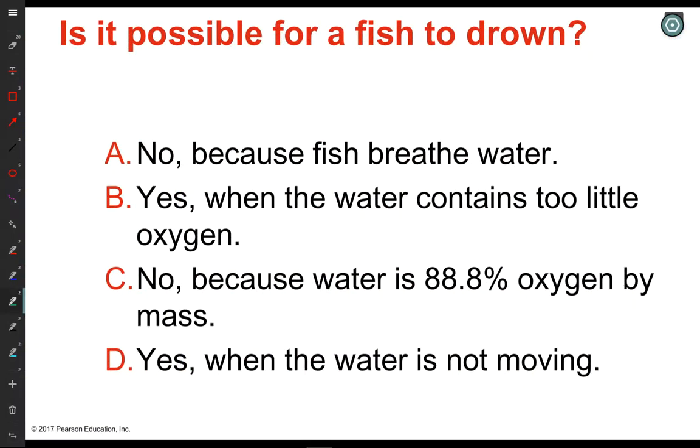Now, I don't even remember why this question comes up in the textbook at this point, but I kept it in because it's just kind of fun. Is it possible for a fish to drown? Yes. Okay. What does it mean for a fish to drown, by the way? It was oxygen. My interpretation of drowning here is they suffocate, because it's different for a fish than a human.